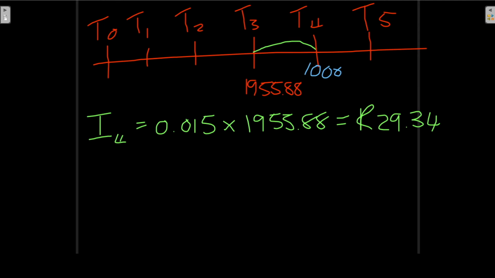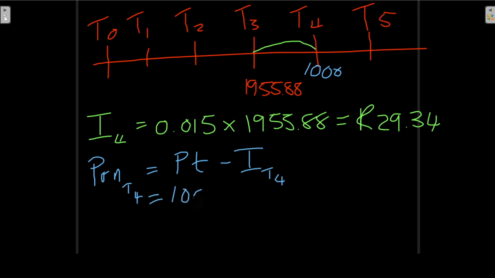So if I subtract the interest from the payment, I will get the part that goes to the principal for payment 4. So the principal part at time T4 is equal to my payment minus the interest in the fourth time period. So that is the 1,000 rands minus the 29 rands.